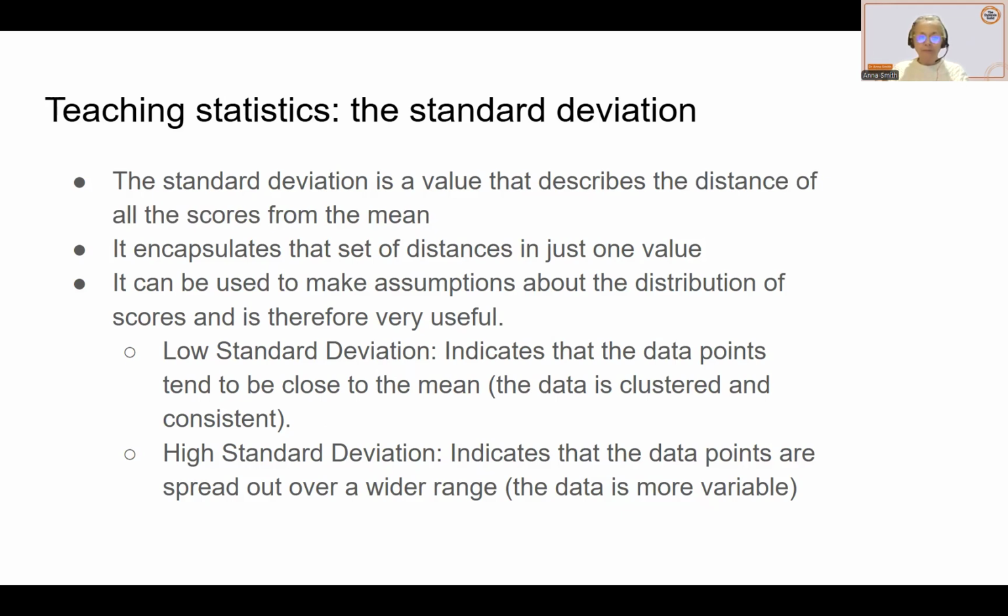So knowing the standard deviation allows you to make all sorts of assumptions about the distribution of scores. It's very useful, but that's probably beyond what we need to know right now. What we want to do is encapsulate the set of distances in just one value. That's our target. A low standard deviation indicates that the data points tend to be close to the mean and the data is clustered and consistent, whereas a higher standard deviation indicates that the data points are spread out over a wide range. So they're further away from the mean, so there's more variability.